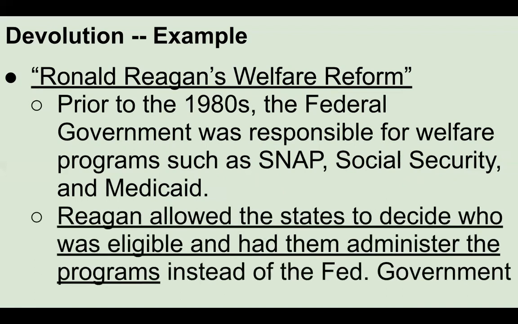And Ronald Reagan essentially said, states, this is up to you now. So you decide who's eligible and you roll out the programs. So instead of the federal government being solely responsible, they now work with the states in a funding sense to make welfare happen. The states now have their own criteria for who is eligible for these programs, and how much money or service they would get based on these programs. The states have a lot more say now.